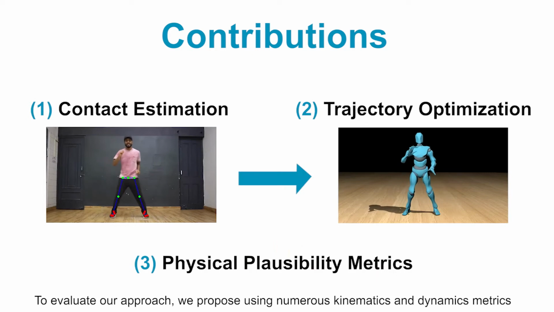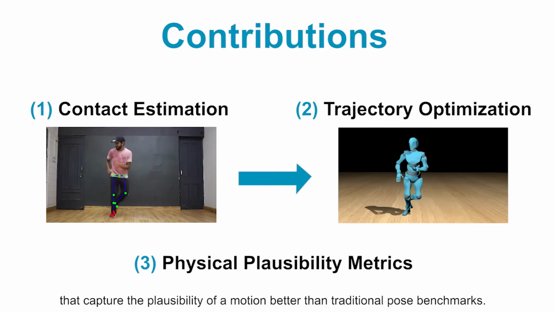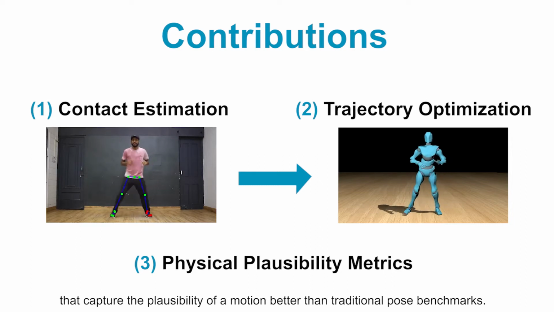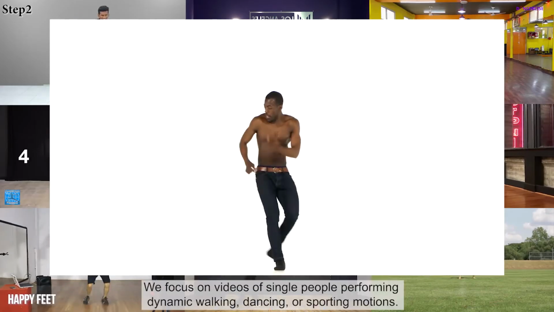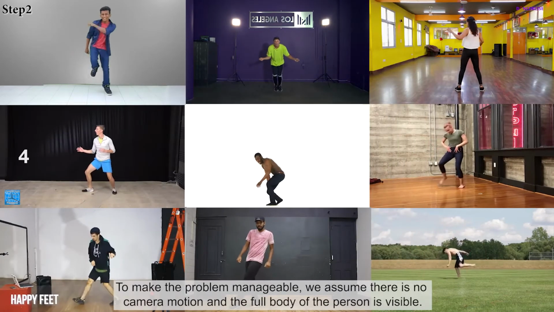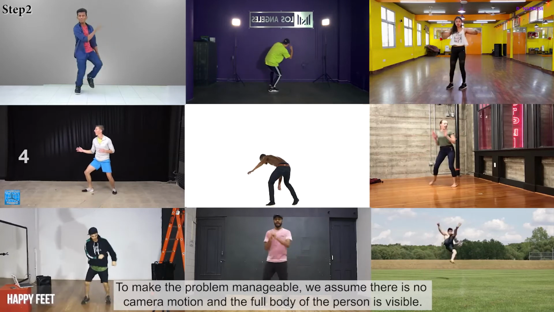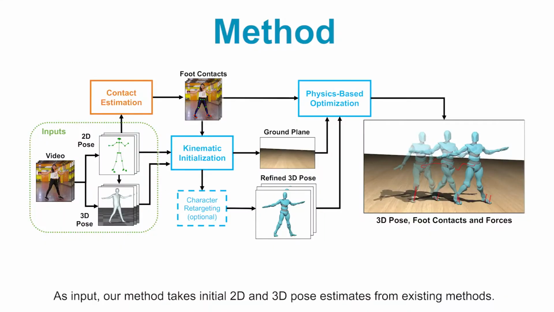To evaluate our approach, we propose using numerous kinematics and dynamics metrics that capture the plausibility of a motion better than traditional pose benchmarks. We focus on videos of single people performing dynamic walking, dancing, or sporting motions. To make the problem manageable, we assume there is no camera motion and the full body of the person is visible. As input, our method takes initial 2D and 3D pose estimates from existing methods.